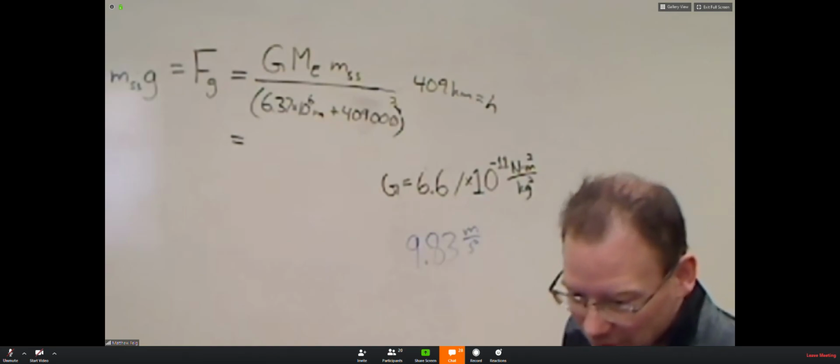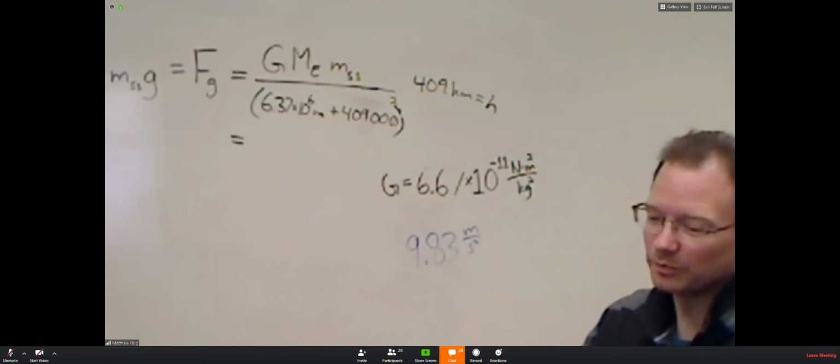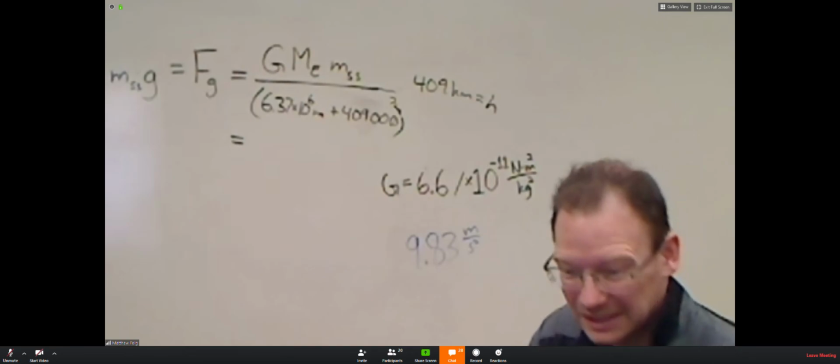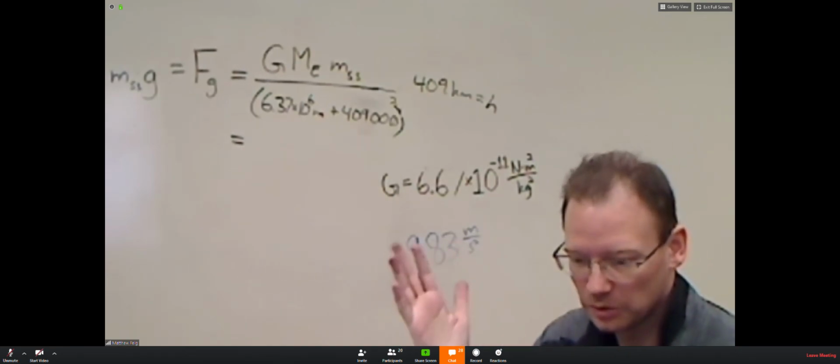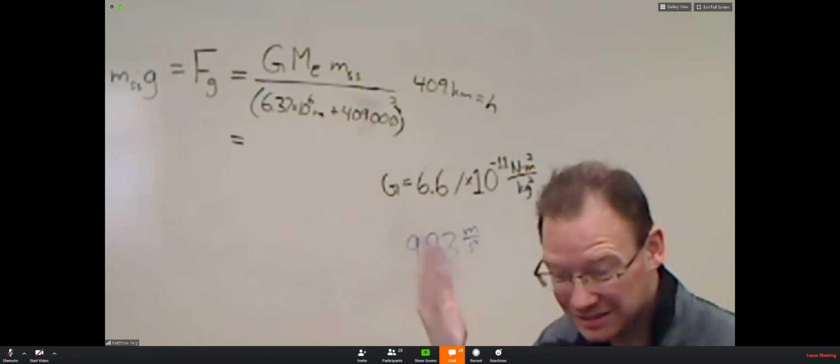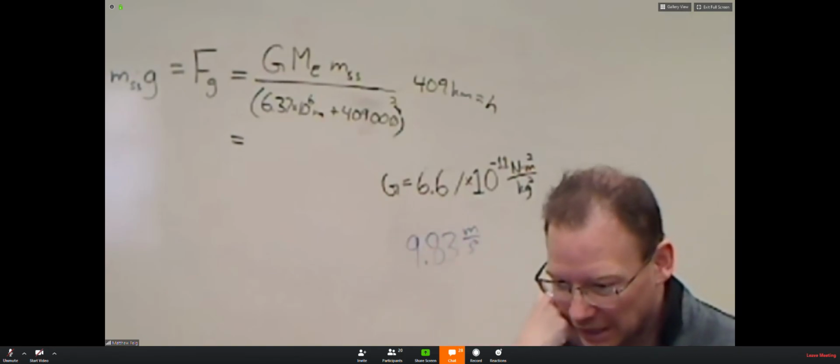So what do you think about that? Was it bigger or smaller than 9.8? It's definitely less than 9.8 meters per second squared, but it's not a ton less. It's like 1 meter per second squared less. Why?